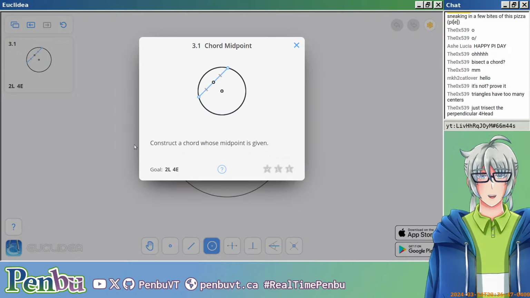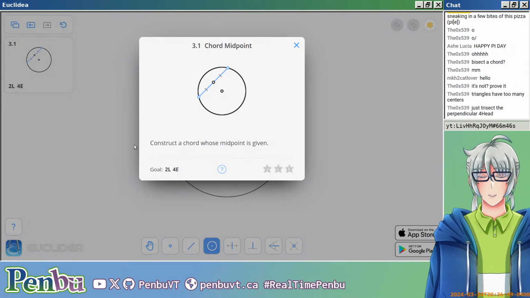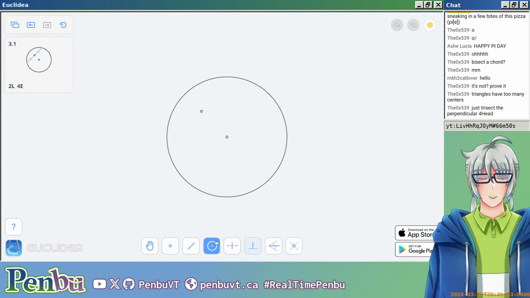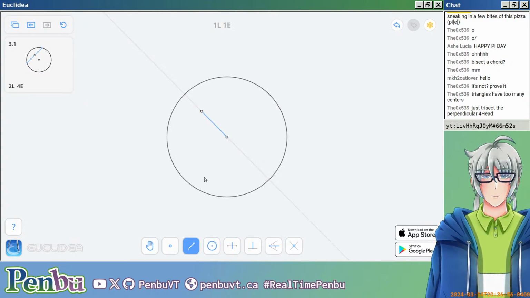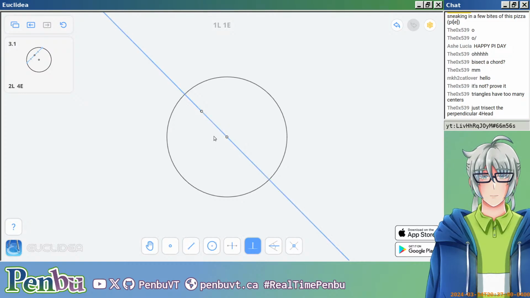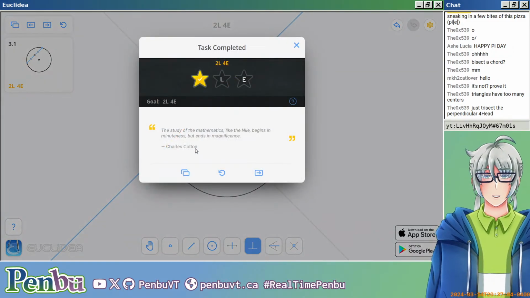Chord midpoint. Construct a chord whose midpoint is given. So, the easy solution, take this line and drop a perpendicular there. Oh, that's it. Okay.